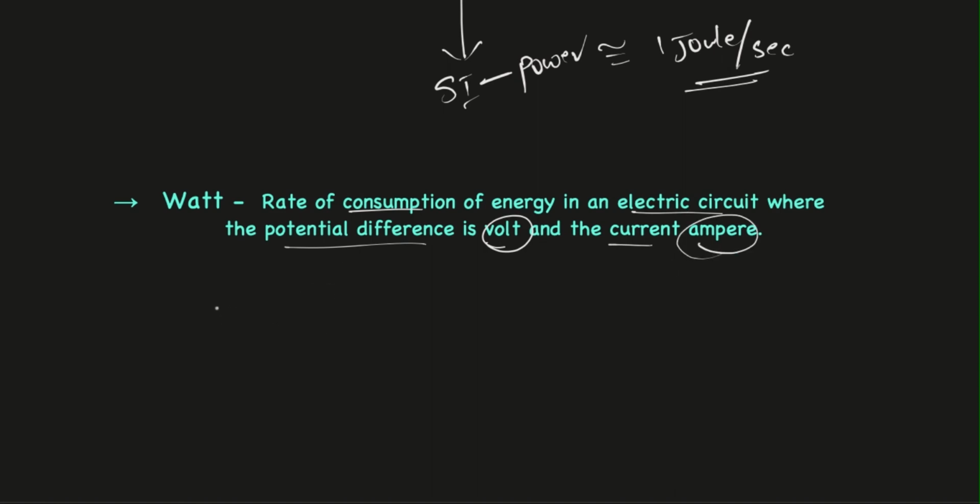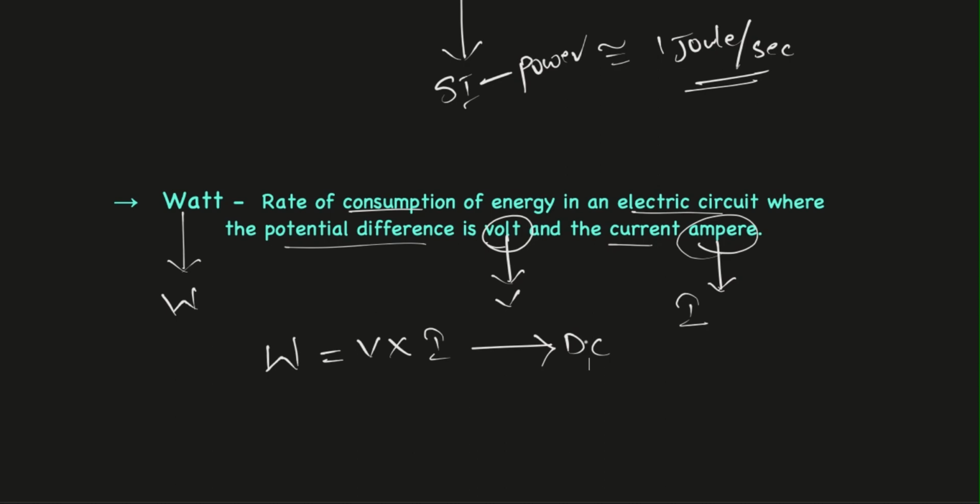So this definition says watt is represented with W, volt with V, and ampere with I. If you decode this definition, it is nothing but watt equals voltage into current, and this formula is used only for DC circuits because in DC there is no power factor. If you are talking about a single phase AC circuit, then watt equals voltage into current into cos phi. This cos phi is your power factor. This is for a single phase AC circuit.